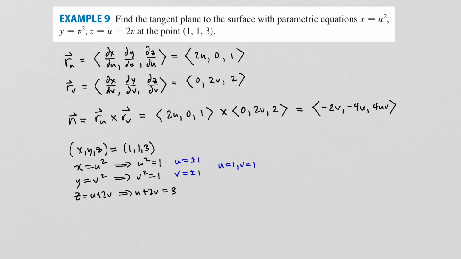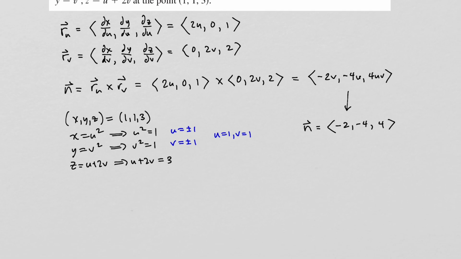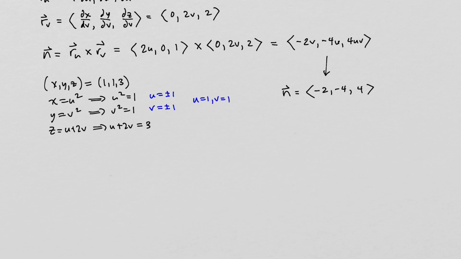And so now our normal vector here at the particular point is going to be this vector, but we have to plug in u and v both equal to 1. And so that's going to give us -2, -4, and 4. Now for the normal vector, remember, you can use any vector that is parallel to this vector. So if you see a common multiple that you want to divide by or a negative that you want to factor out, we can go ahead and do that. So we can use the normal vector (1, 2, -2). So all I'm doing here is I'm just dividing each of these by -2.